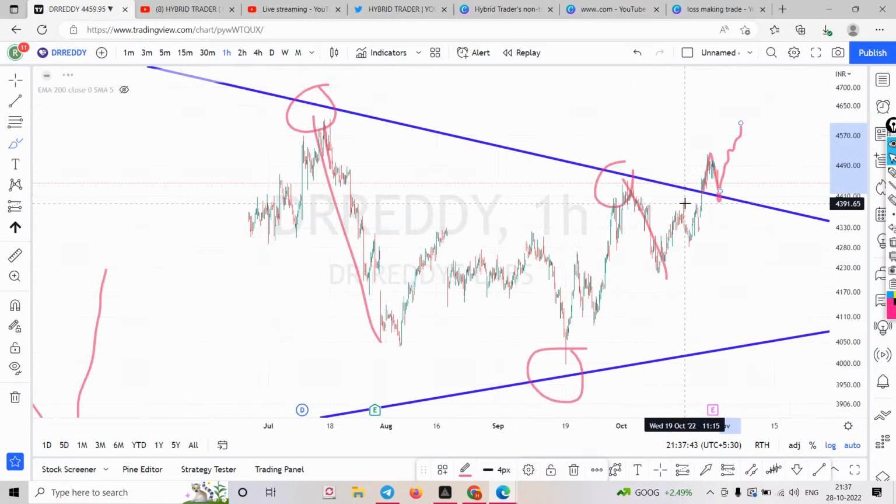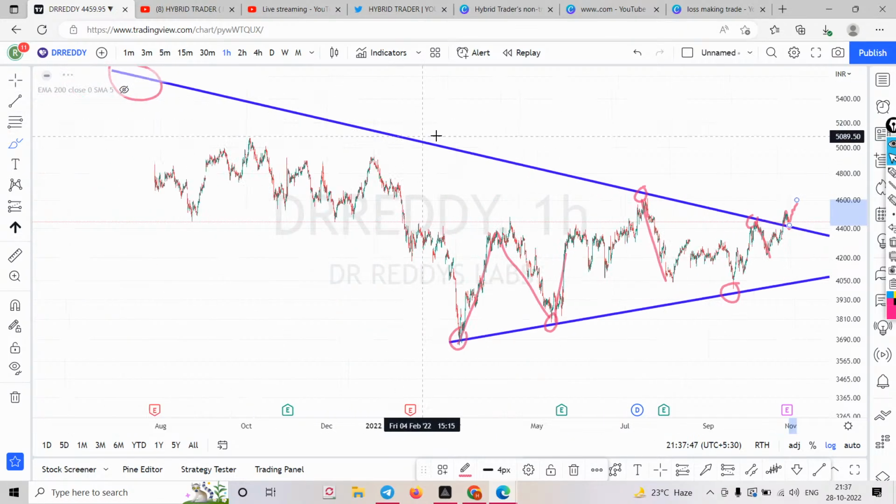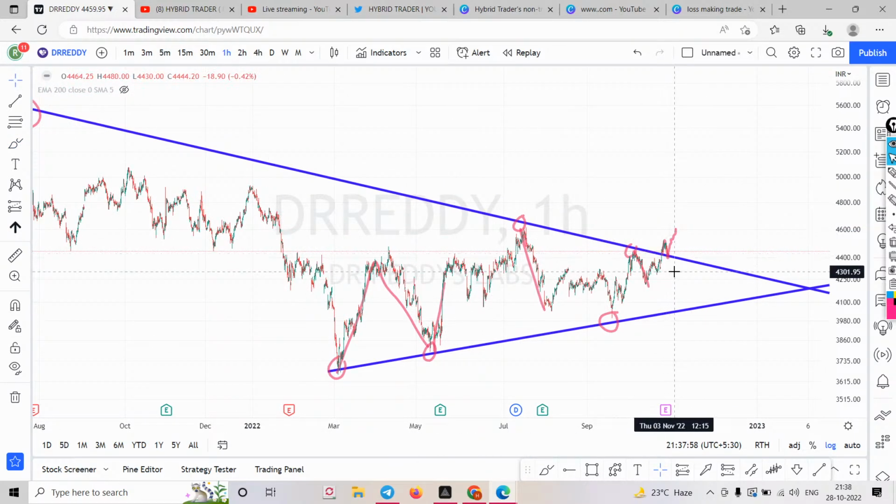So that's the reason I went long in Dr. Reddy's. That's it. There is no other reason. Because this has given a breakout, I know this might come back, retest, and then it might make an upside move. If this comes inside, I'll exit my stop loss.